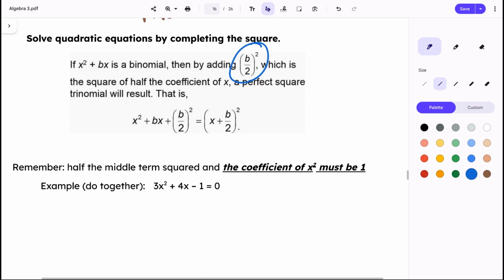The reason why we do that is because then we're going to be able to see that this left side factors really easily by using some of those shortcuts that we talked about when we factored. Let me show you what I mean.